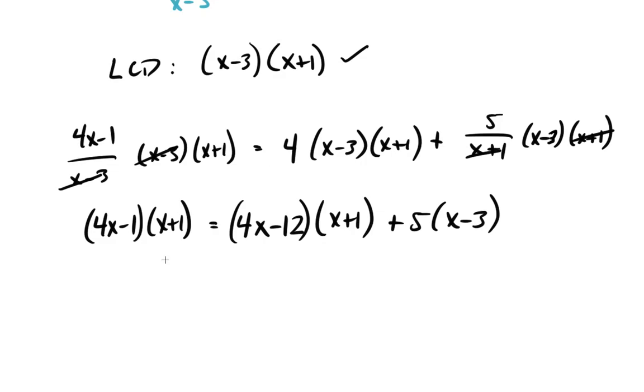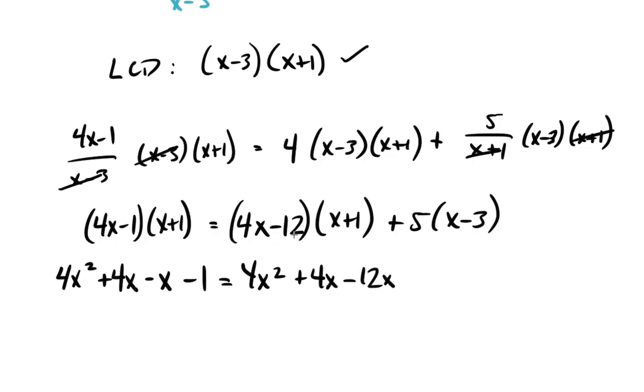So now we're just going to use skills that we've used hopefully before. We're going to multiply all these things out, and then we're just going to combine like terms and see what we get. So here we're going to get 4x squared, and then plus 4x, and then minus x, and then minus 1. Here we'll get 4x squared. We distribute the 4x to the 1. We're going to get plus 4x, then minus 12x, and then minus 12. And then we're going to distribute this 5 and get plus 5x minus 15.